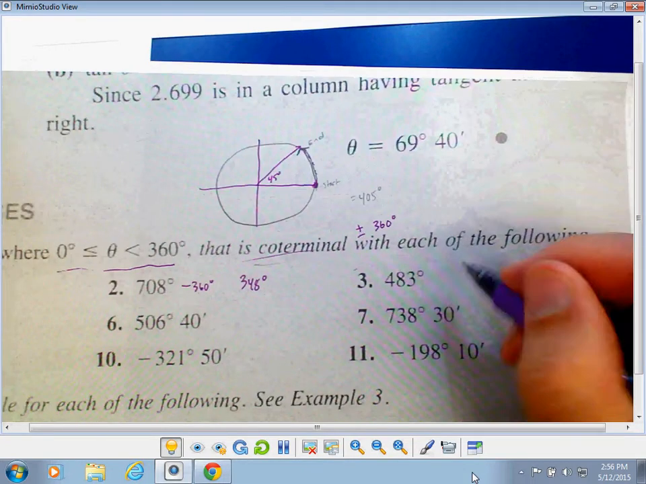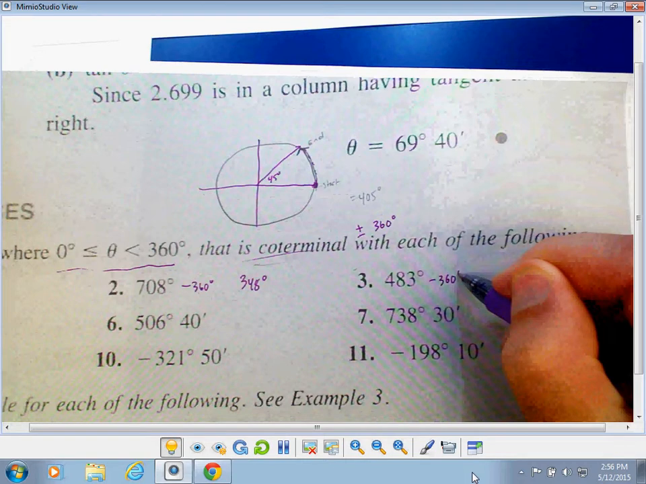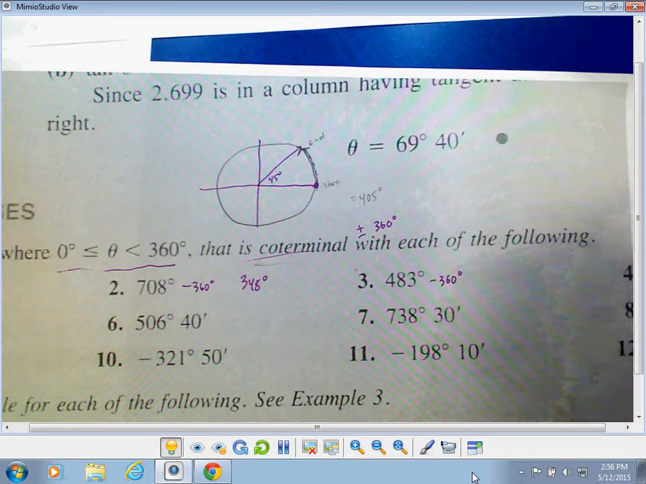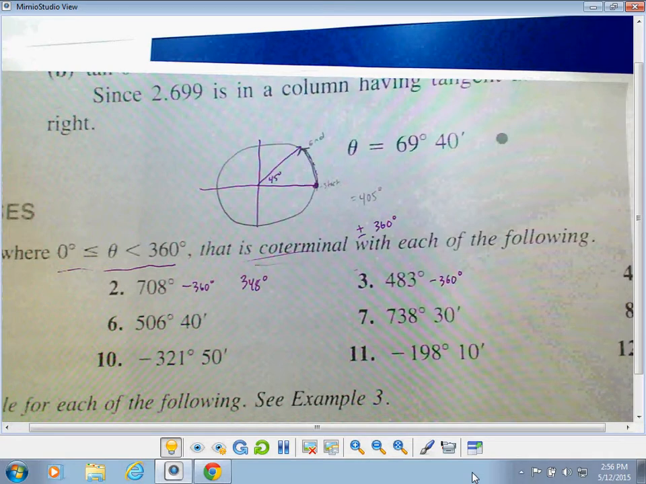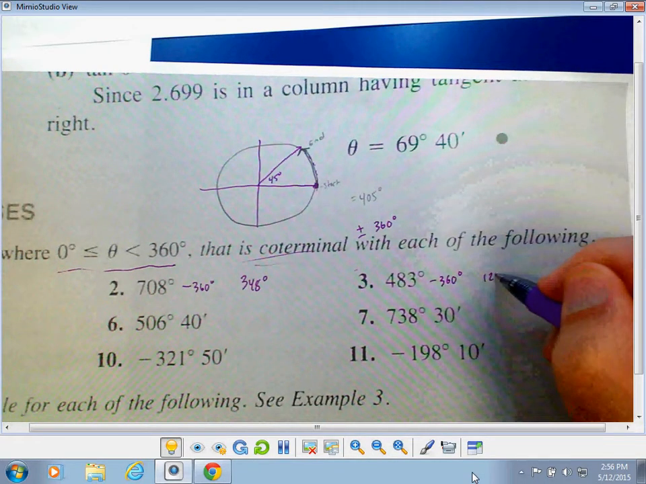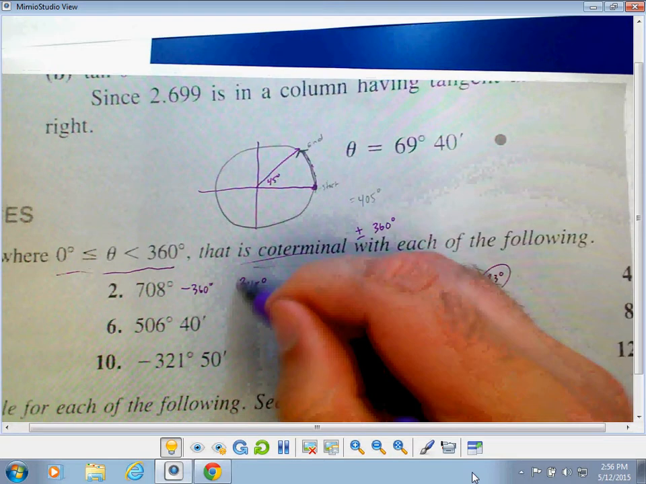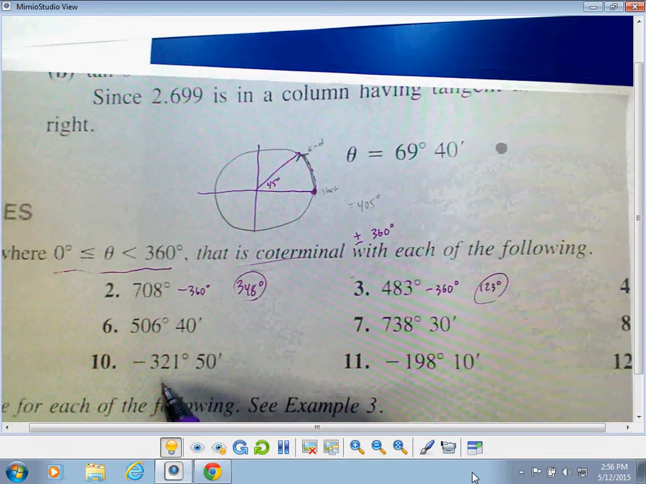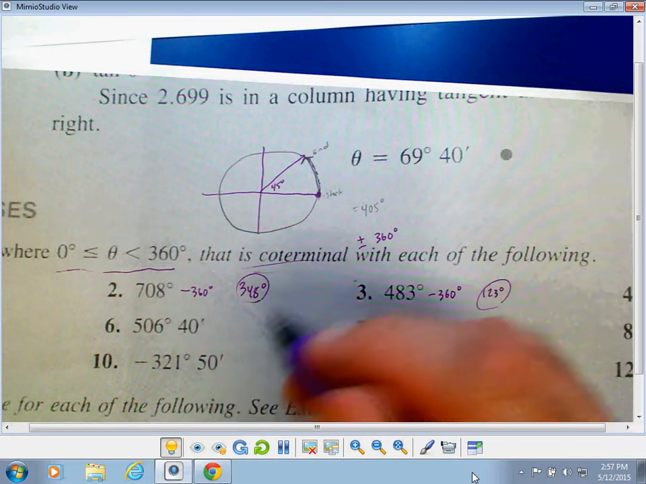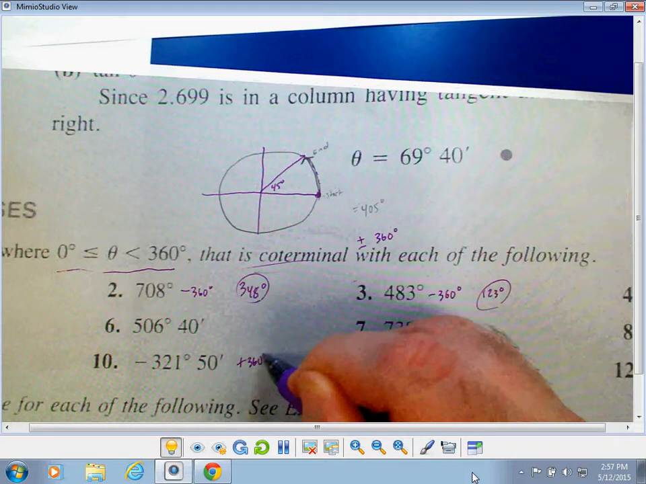In case of this one, again, I would probably subtract 360. Okay, well, so 483 minus 360, 123 degrees. See how easy this is, right? In this one, if I subtracted 360, I would be even more negative. That doesn't do me any good because it has to be between 0 and 360. So for this one, I would add 360.